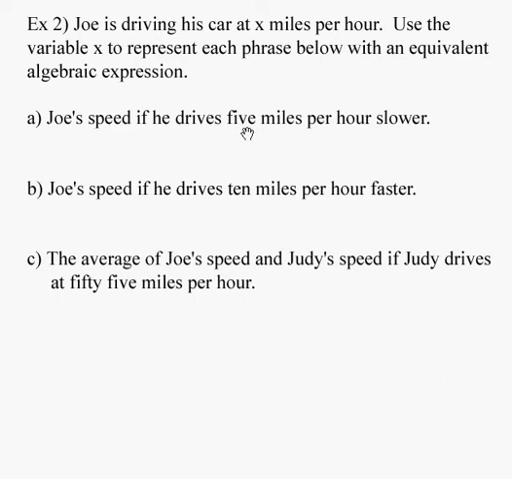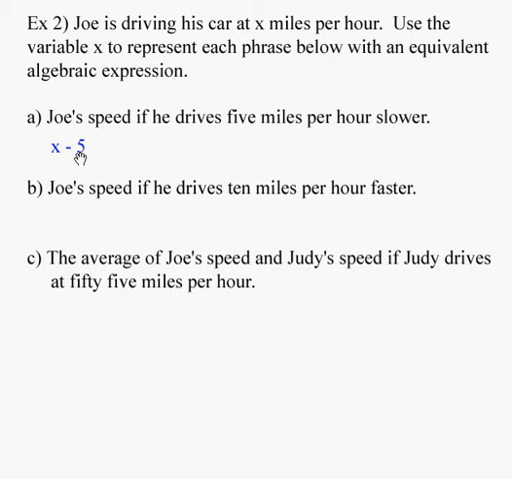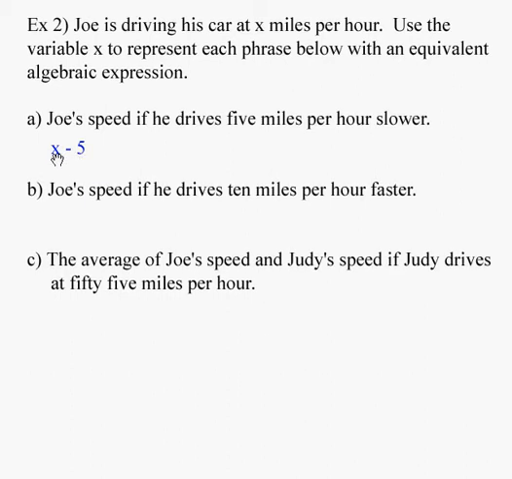What's Joe's speed if he drives 5 miles per hour slower? Well, x is going to represent his speed. In this case, the slower is going to give us the subtraction. So it's Joe's current speed x minus 5 miles an hour. That's 5 miles an hour slower. So we're taking 5 miles an hour off of what his speed was.